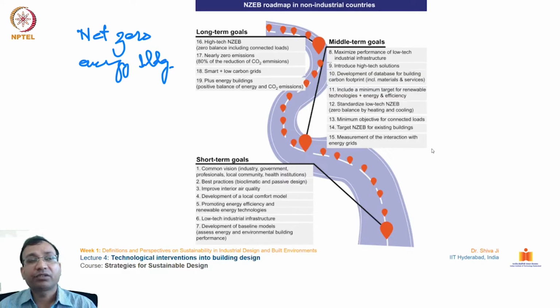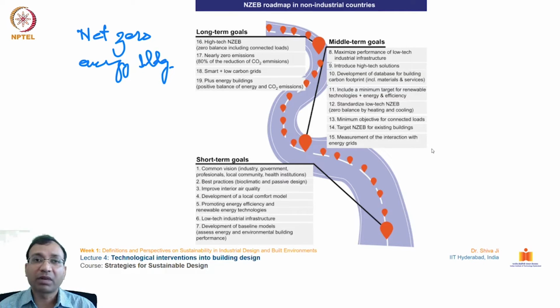The next one talks about nearly zero emissions, so an 80% reduction of CO2 emissions. By going to a net zero energy building, we can minimize operational cost and operational CO2 emissions, which happen out of coal-based power plants, hydrocarbon-based power plants, gas-based power plants. So at least we can register a huge percentage of saving in terms of emission. That should be the target for a long-term plan for net zero energy buildings.